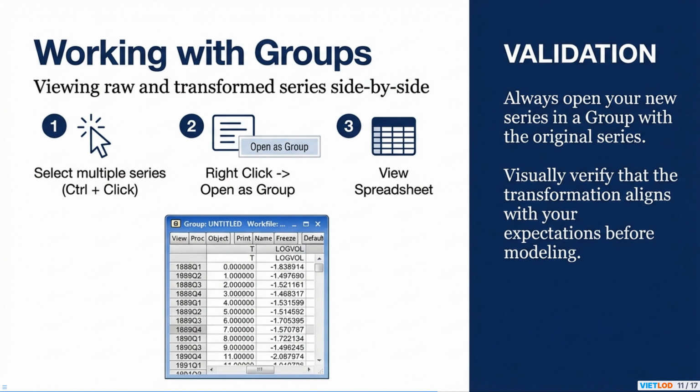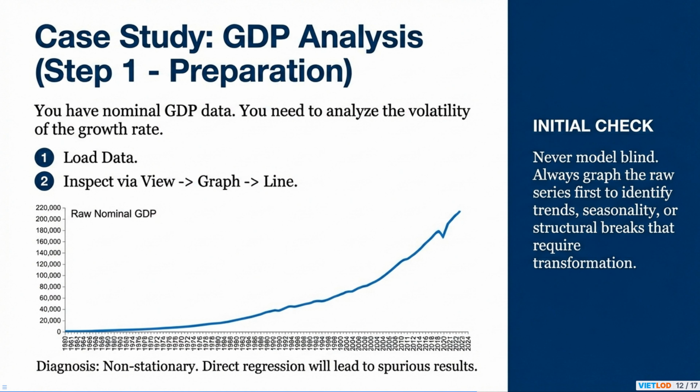This slide demonstrates how to effectively work with groups in EViews, especially for validating data transformations. The process involves 3 simple steps. First, you select multiple series, such as your original data and its transformed version, by holding Control and clicking on each series. Second, you right-click on the selected series and choose the Open as Group option. Finally, this action will open a spreadsheet view where both your raw and transformed series are displayed side by side.